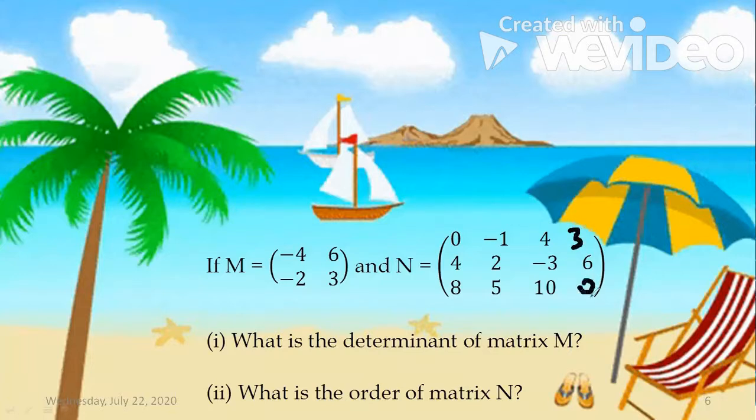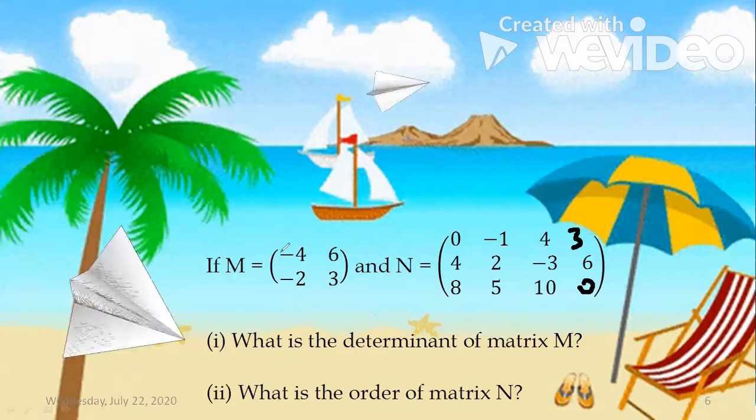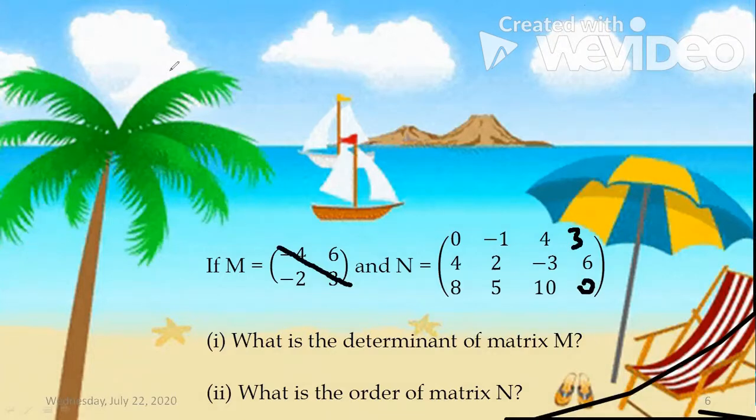and 0. So the question says, what is the determinant of matrix M? Now M is a 2 by 2 matrix, meaning it has 2 rows and 2 columns, and we call that the order or the dimension of the matrix. To find the determinant of a 2 by 2 matrix, what do we multiply? We're going to multiply the leading diagonal, which is -4 and 3.